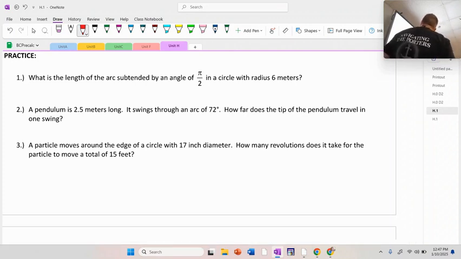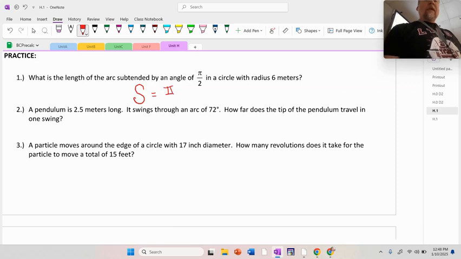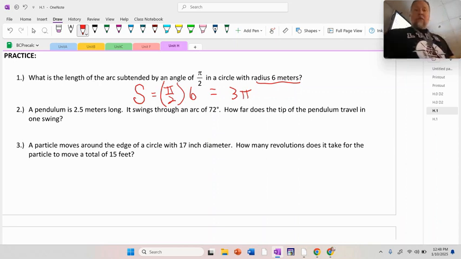But what is the length of an arc subtended by an angle? Subtended means this cuts this by an angle, pi over 2, in a circle with a radius of 6 meters. Okay, well then that's what you got to understand. This is ready to just plug in. The angle's in radians, so it's theta times r. Make sure you read. And then this is 3 pi meters.